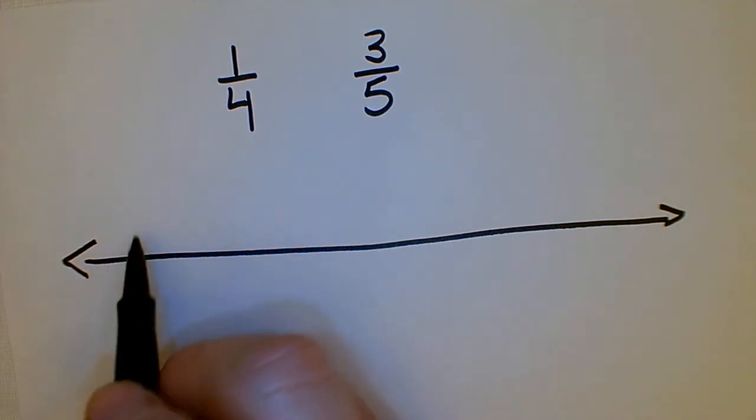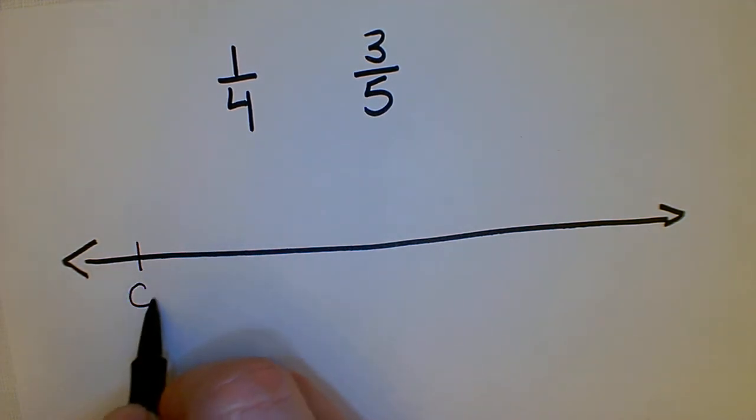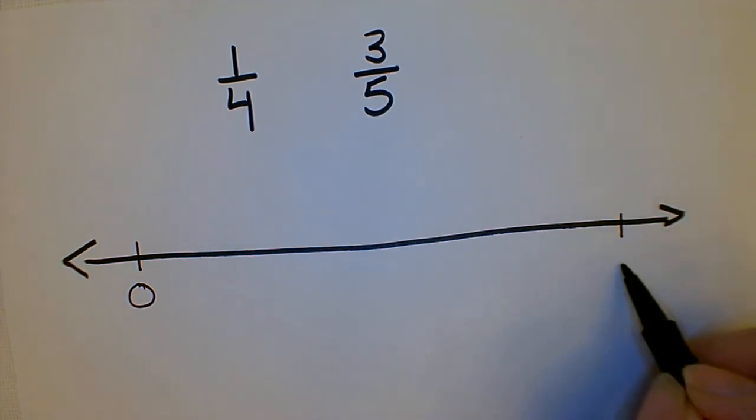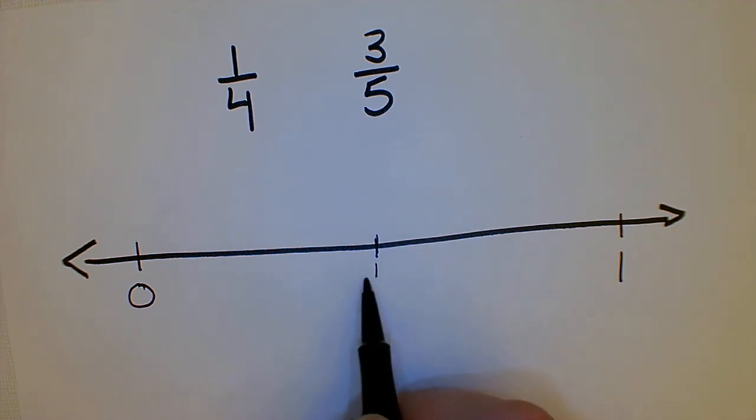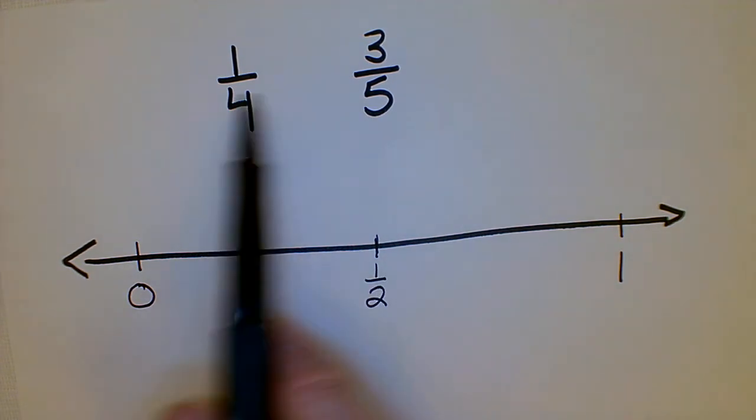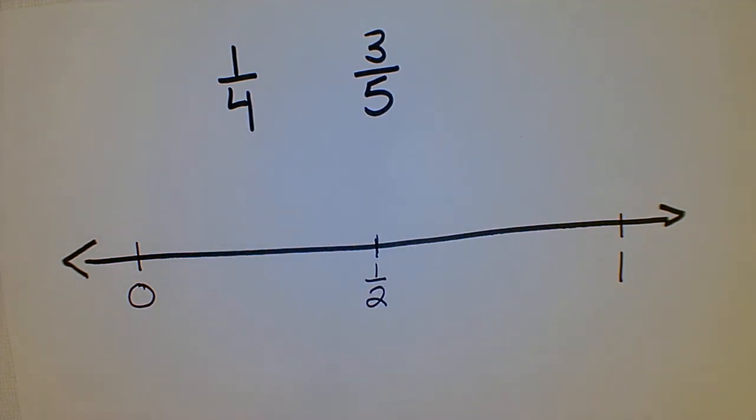So I'm going to start off by putting 0, which is a benchmark, 1, and then right around here is where 1/2 is going to be. And then I can place these fractions on this number line.